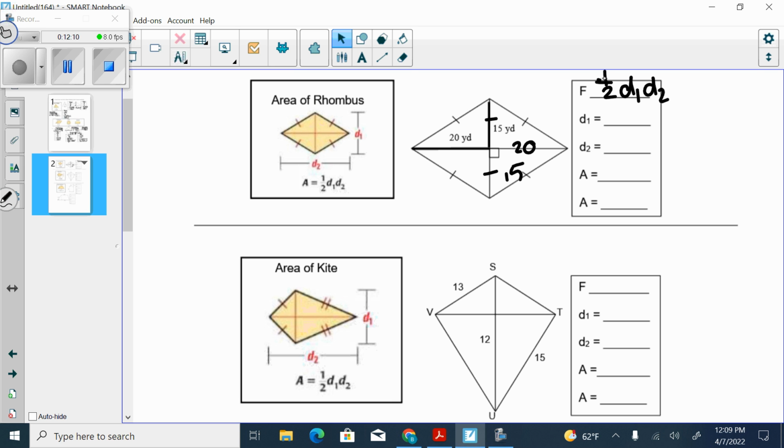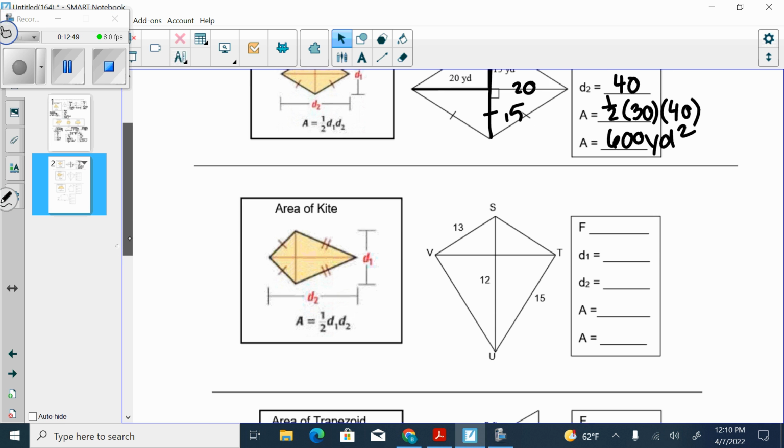Right. So let's say this is my diagonal 1. How long is that? Which would mean our other diagonal is... good. All right, so I would have 1/2 times diagonal 1, which is 30, times diagonal 2, which is 40. So what do I get when I multiply those all together? Good. 600 yards squared. Very good. All right.